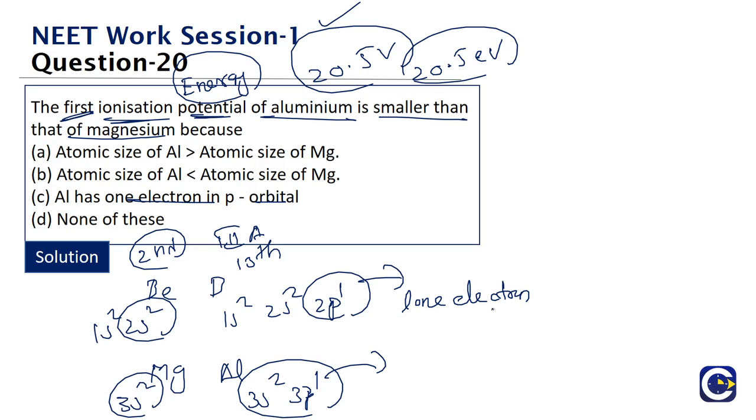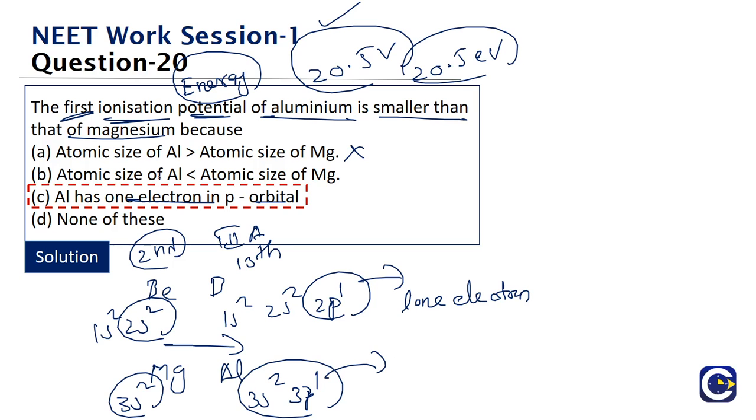So why does aluminum have a smaller ionization potential than magnesium? We will say aluminum has just one electron in the p orbital, which makes it easy to remove in comparison to magnesium. Magnesium has the 3s subshell filled, so it is difficult to remove the electron. So what is the correct answer? Option C. It is not option A. Option A says aluminum size is more than magnesium. In fact, aluminum size will be less than magnesium. Why? When we move from left to right, size will actually decrease. This is not correct.